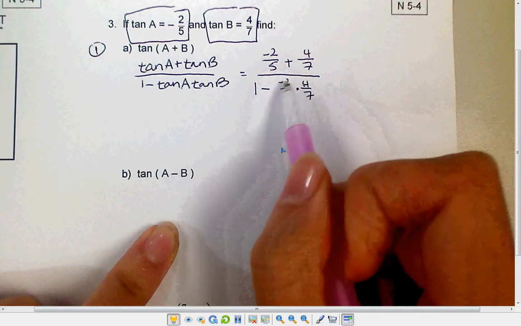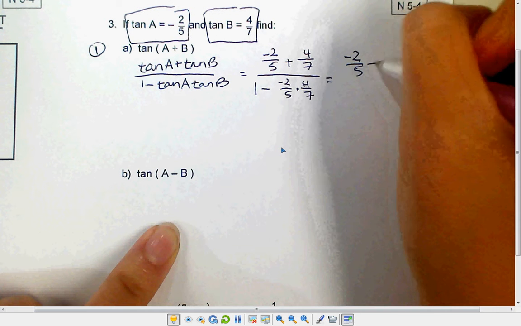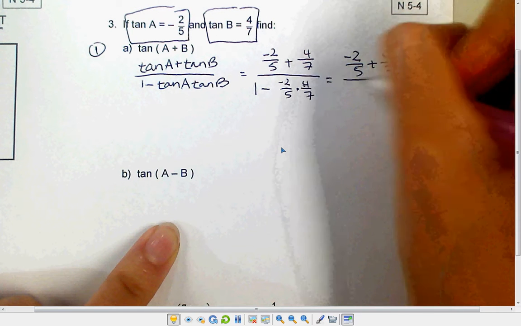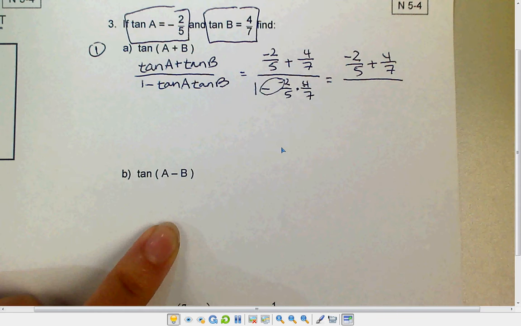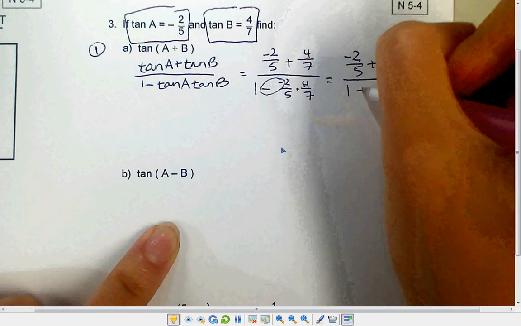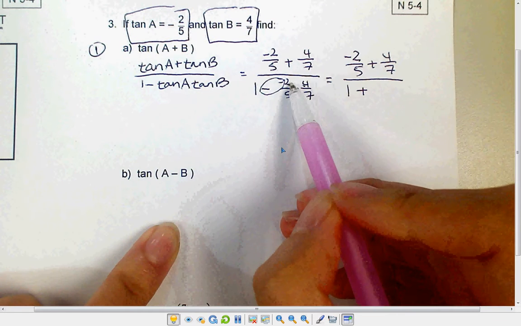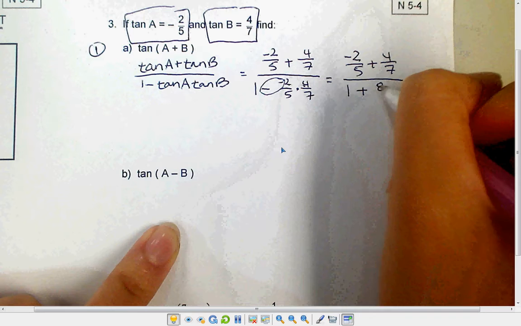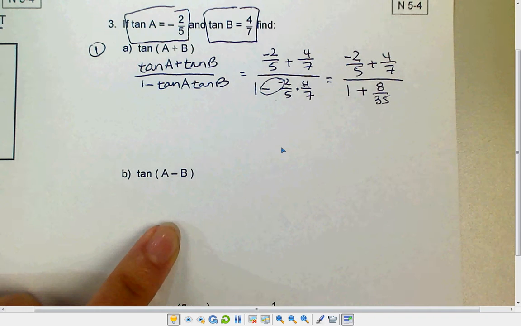So again, we're going to first multiply out this fraction. So the numerator doesn't change. What happens here, because this is minus and negative, this actually turns into a plus, because the two negatives cancel each other out. What this number turns into, 2 times 4 gives you 8 in the numerator, 5 times 7 gives you 35 in the denominator.